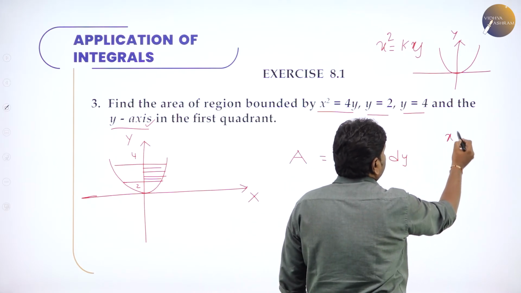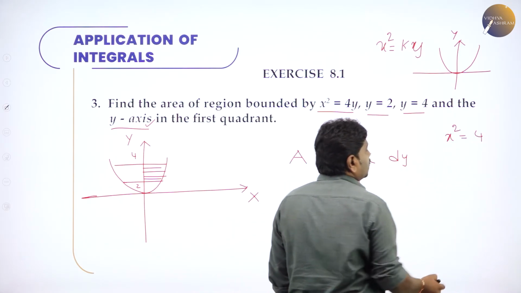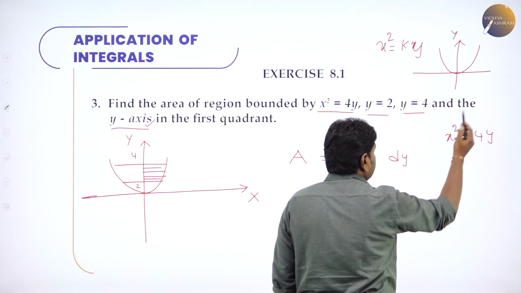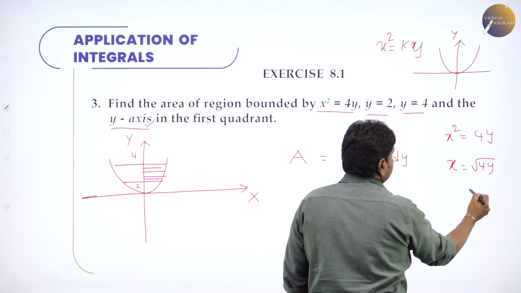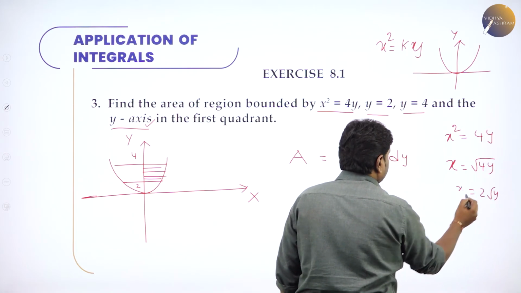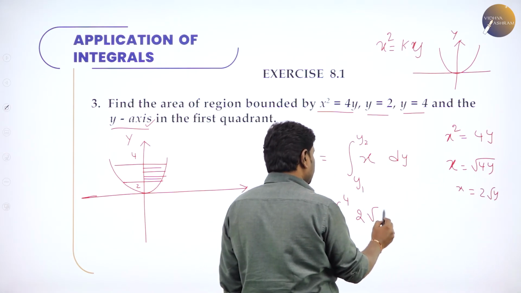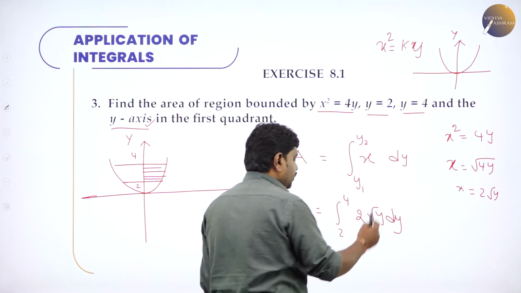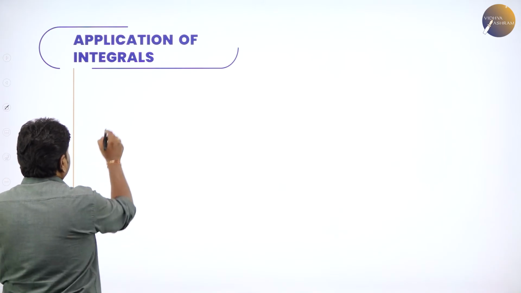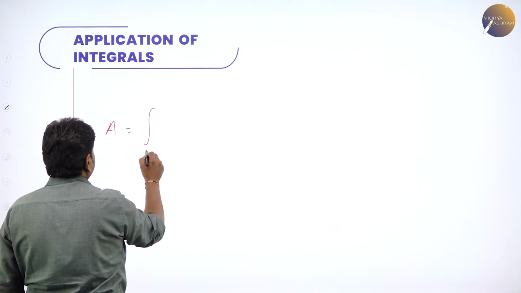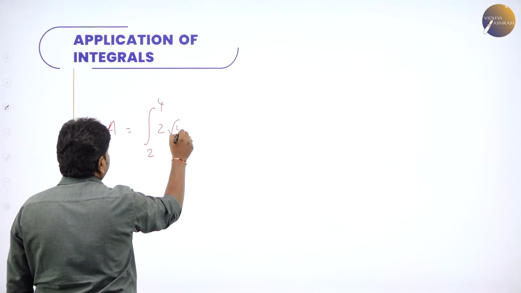What is the given curve? x squared is equal to 4y. From this you get the value of x. What is x? Root 4y, so that is 2 root y. x you got. x is 2 root y, dy. Now you need to find the area and substitute. So now A is the integration from 2 to 4 of 2 root y dy.